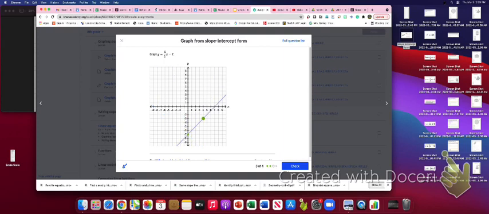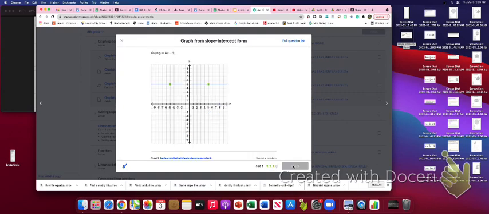So when I go here, this would be our answer. The y-intercept is at -7, and my slope is positive, so it's going up, and I'm going up 4 over 5. And that's it. And then you just click check. On to the next question.